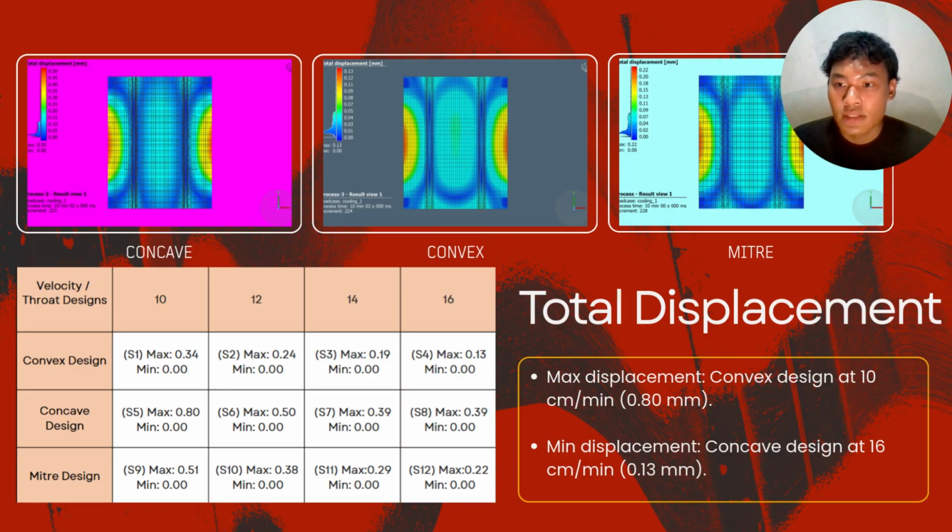You might ask why the convex design is better. It is because the outward shape adds extra metal to the joint. This extra metal acts like a strong pillar and holds the plates in place to prevent them from bending. For real-world welding, we want the lowest displacement possible to ensure the structure stays perfectly aligned and strong.